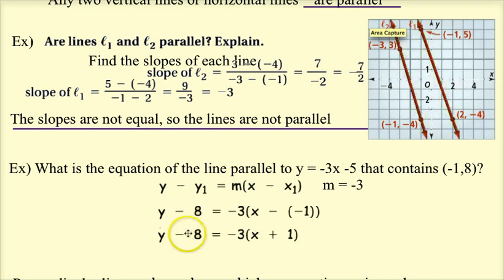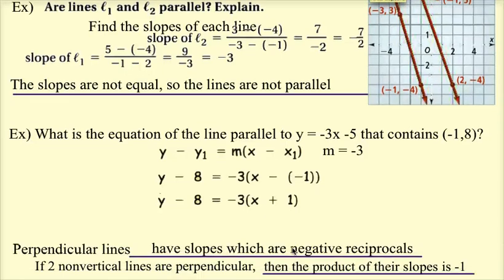If I needed to get y by itself, I would distribute the negative 3 and add 8 to bring it over to the other side, but I don't need to do that if it's not necessary. The only time you might have to do that is if it was a multiple choice and all the answers had y by themselves, if they were in a different form.